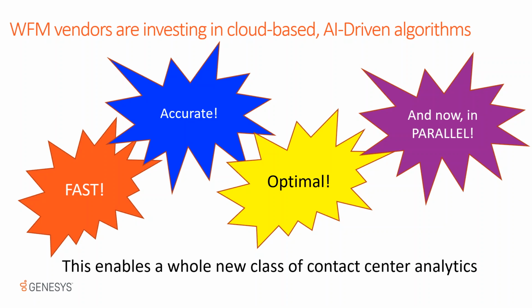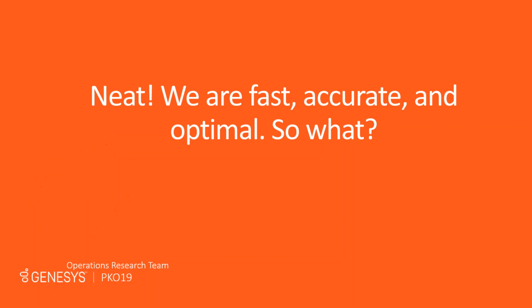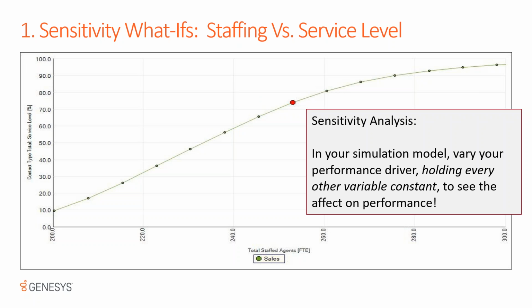So I'm going to talk about each one of those different types of models. It can be a little confusing because people can confuse forecasting with requirements and those sorts of things. So it's great, we're fast, accurate, and optimal, so what? So let's talk about some of the types of things we can do.